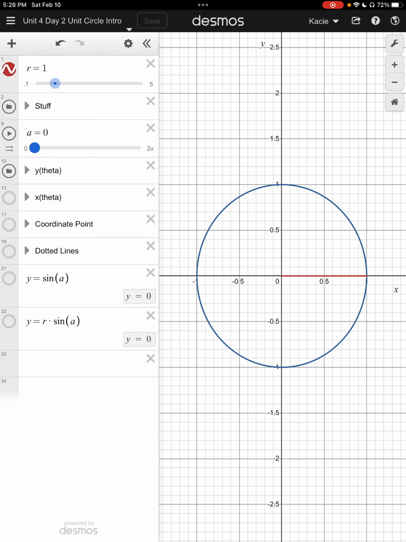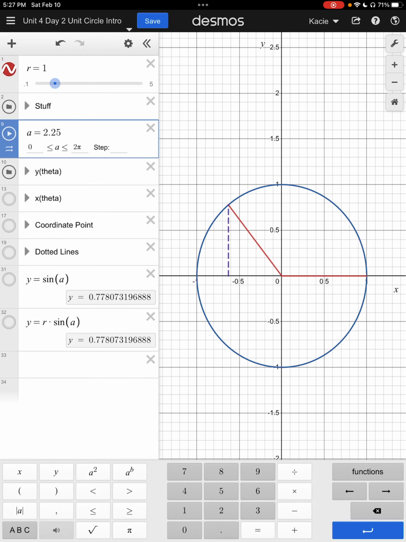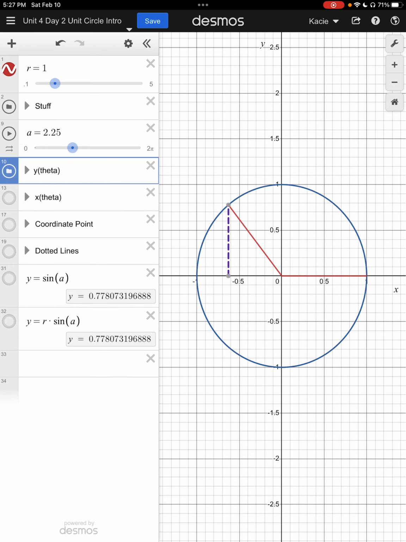So as I sweep out this angle, we can see that that vertical distance is changing, that purple dotted line. So when I do that, let's say I stop here. That would say that my angle is 2.25 radians, so that angle right there. So when we sweep out an angle of 2.25 radians, we are now looking at our vertical distance, which is that line. So just visualizing it, we can see that that line looks to go up to just under point 8, so 0.77 or something like that, 0.78.